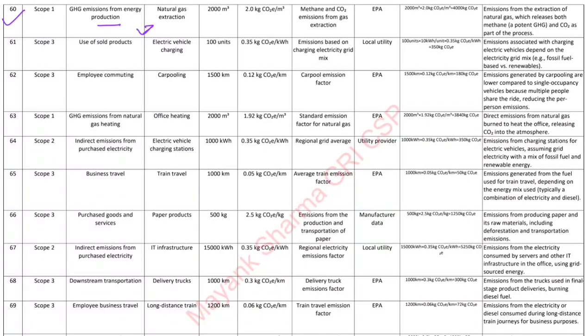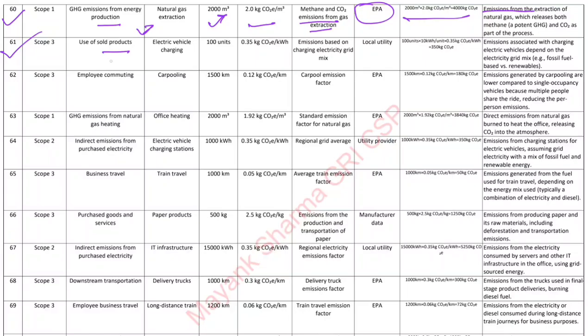We are utilizing natural gas. Okay, natural gas extraction. What is the quantity of natural gas? 2000 cubic meters. And the emission factor, again methane and carbon dioxide are the emission sources from gas extraction. EPA is the reference. This is the calculation for the total emissions generated from natural gas extraction. So emission from extraction of natural gas releases both methane and CO2 as part of the process.